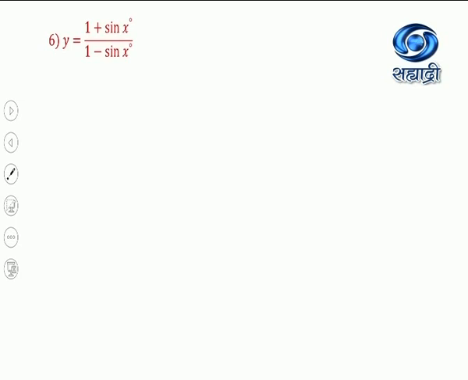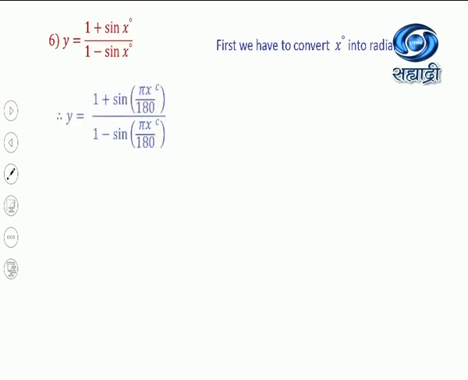Now this is a very special example for you. Now here x is given in degrees. So first we have to convert x degrees into radians, then we can take its derivative. So we write degrees into radian by multiplying pi upon 180. So x degree can be written as pi into x upon 180 radian. Same thing in denominator. Now our next step is, now see this, x degree can be written as pi x upon 180 radian. You learn in 11th standard in angles and its measurements.